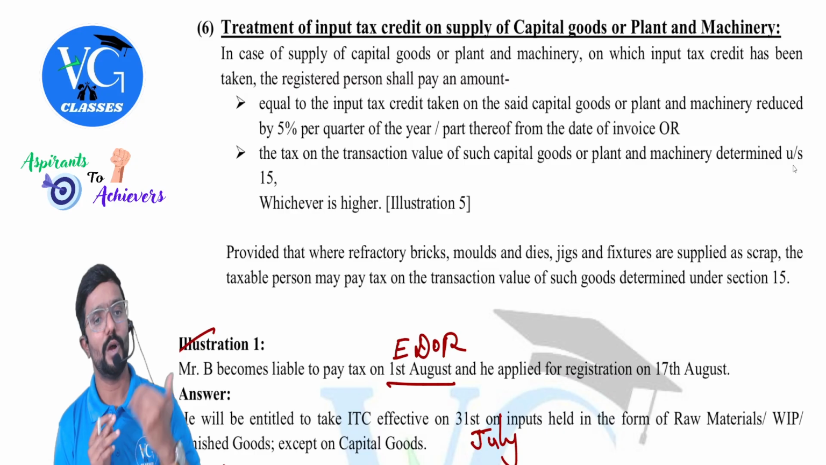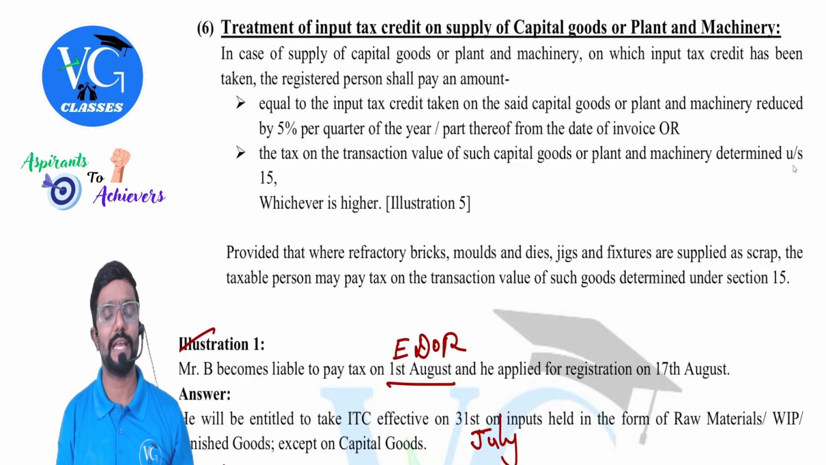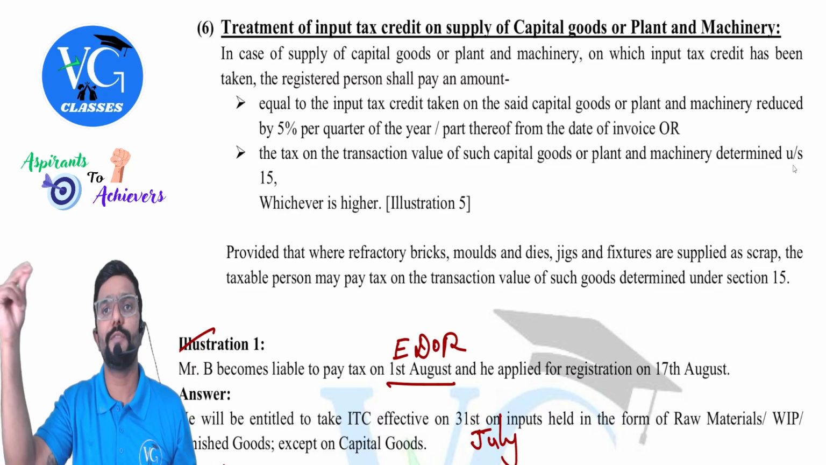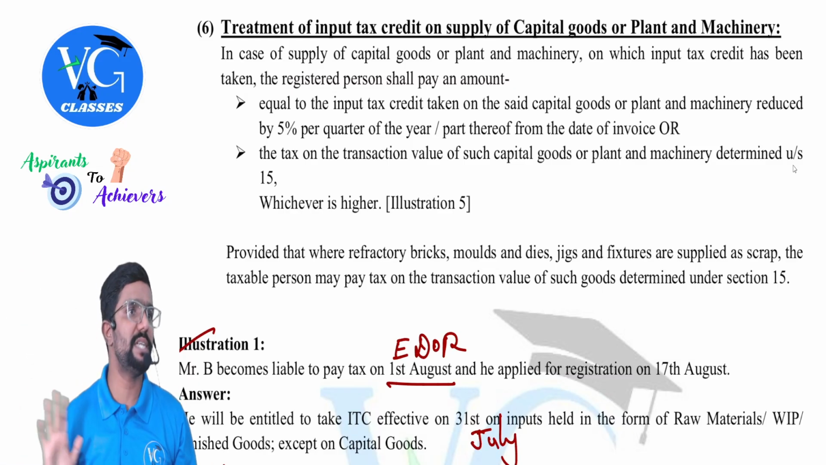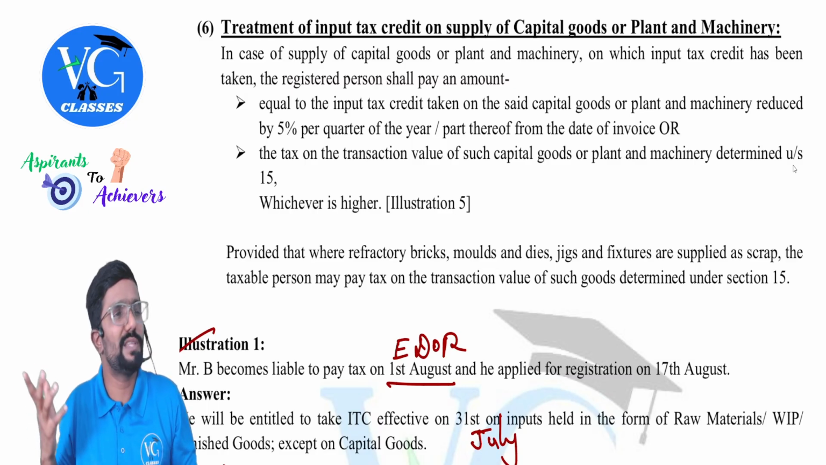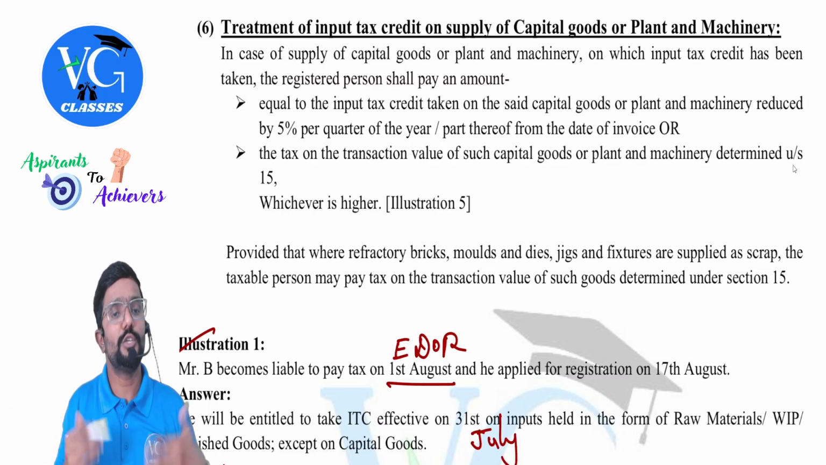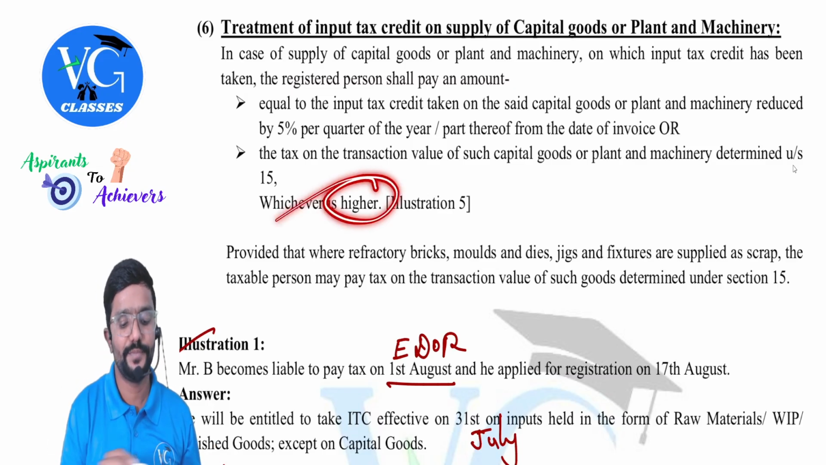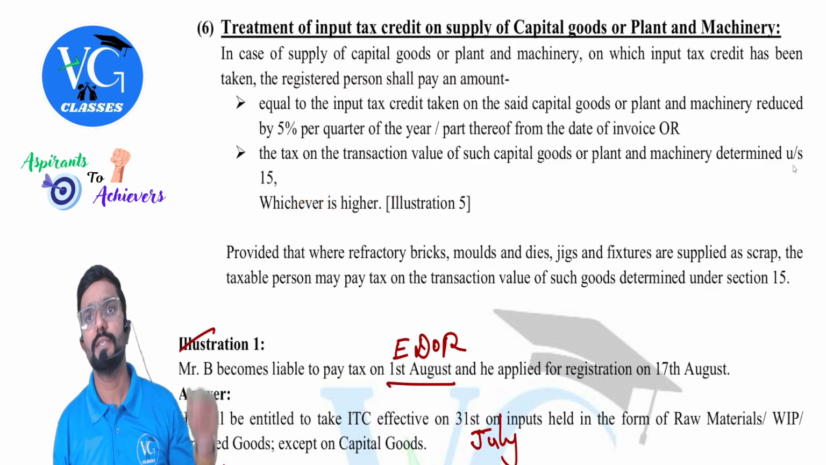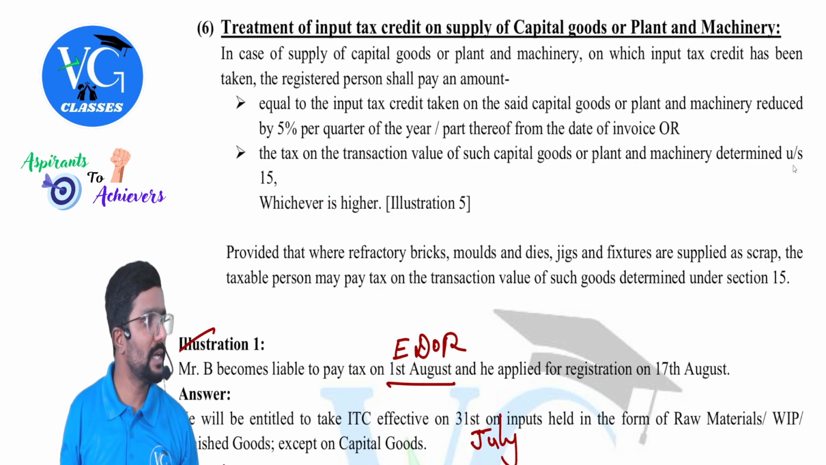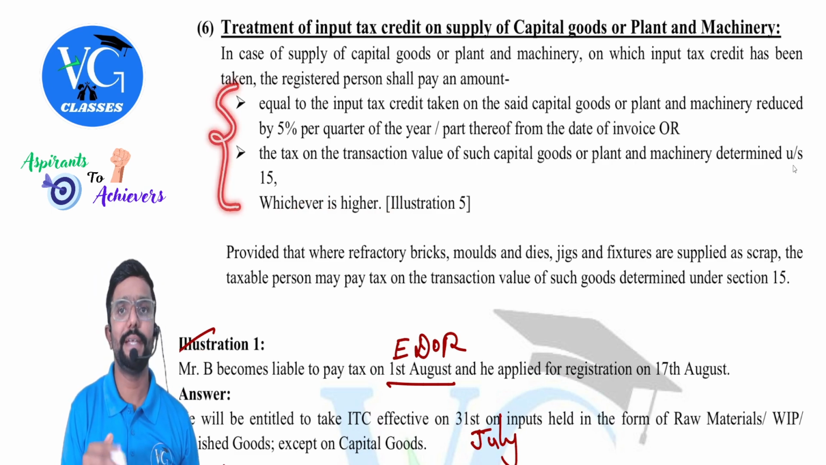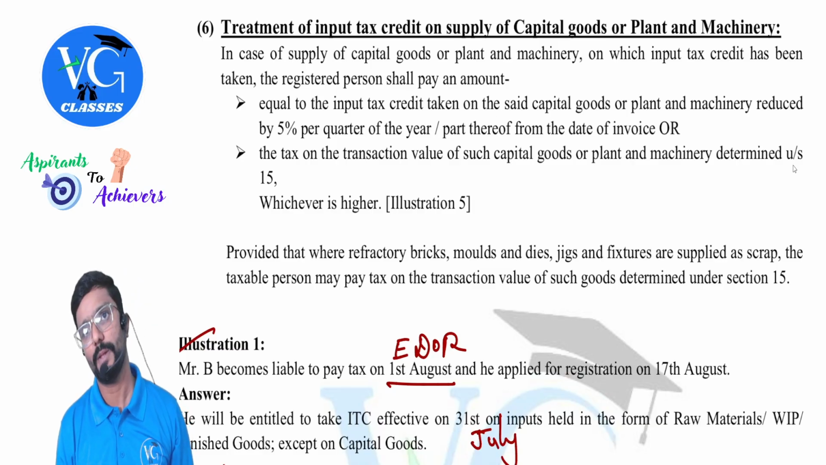First bullet. Okay. Second one is normal calculation. The tax on the transaction value of such capital goods or plant and machinery determined under section 15. Simple. On the sale value of the capital goods, whatever is the GST, take it. That's all. Sale value is nothing but the value of supply. Sir, should I pay both? No, whichever is higher. Whichever is higher, guys. Is that clear? Both the calculations we need to do and take whichever is higher, people.